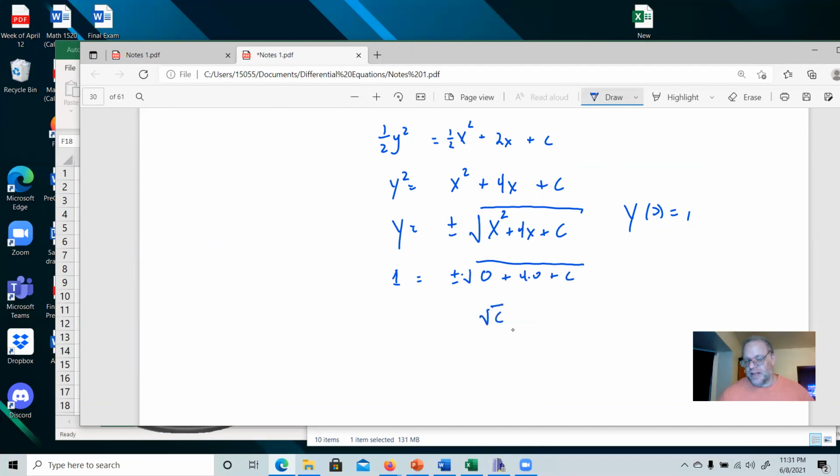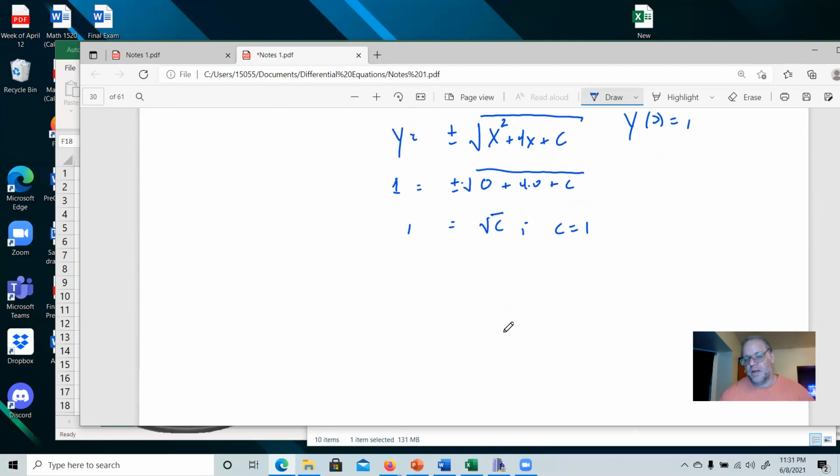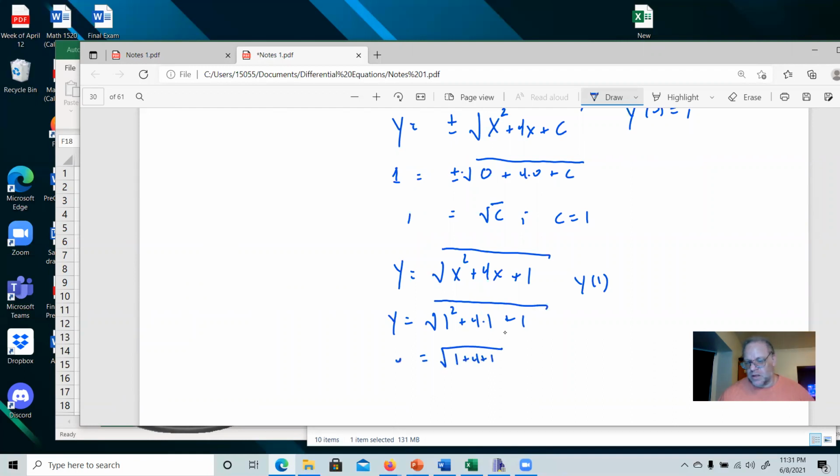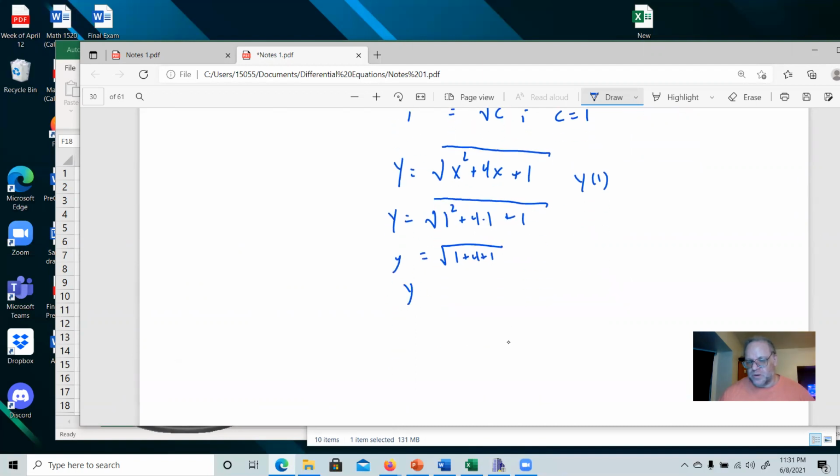So we get the square root of c is equal to 1. I think we could safely assume that c is equal to 1. So here we have it: y is equal to the square root of x squared plus 4x plus 1. And what do we want to know? We wanted to know what y of 1 was, right? So what's y of 1? We have y is equal to the square root of 1 squared plus 4 times 1 plus 1. Okay, 1 plus 4 plus 1. And y is equal to the square root of 6, which is to 4 decimal places.